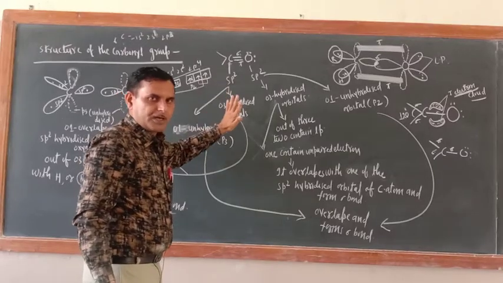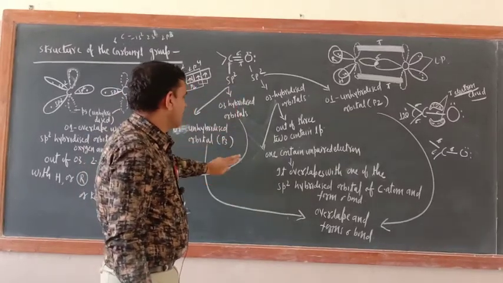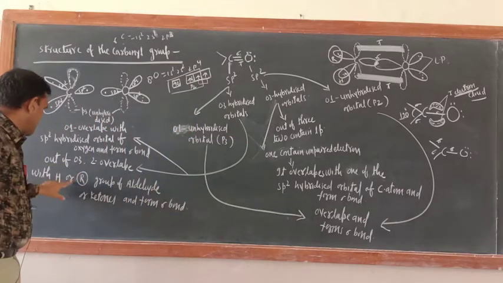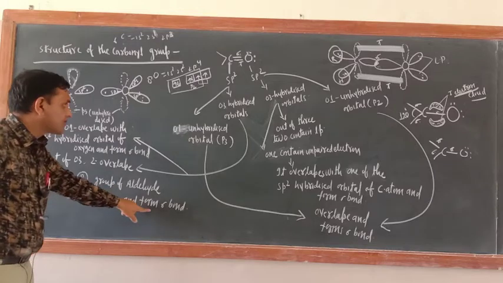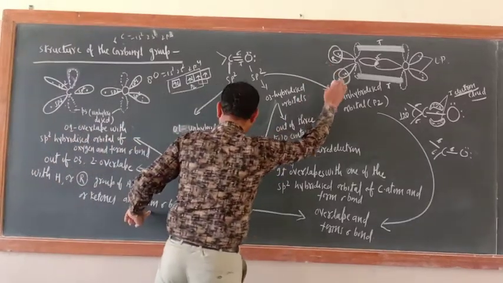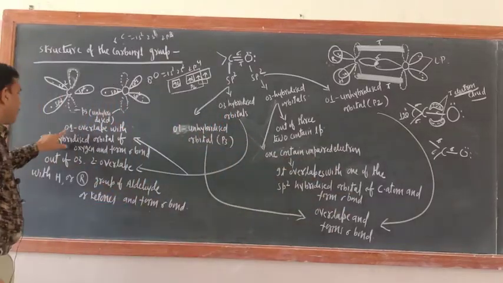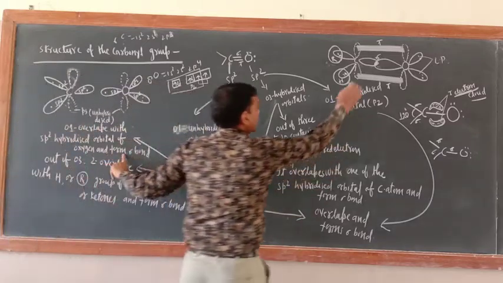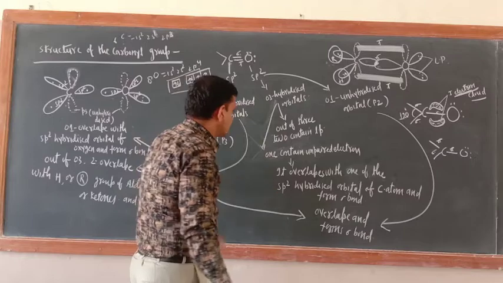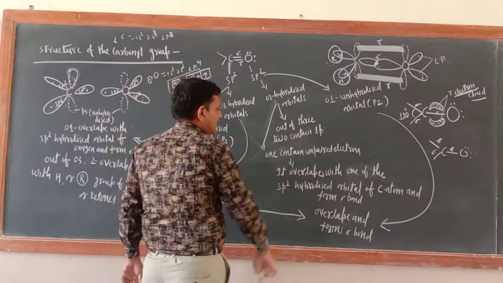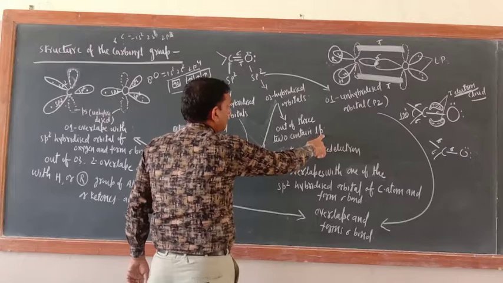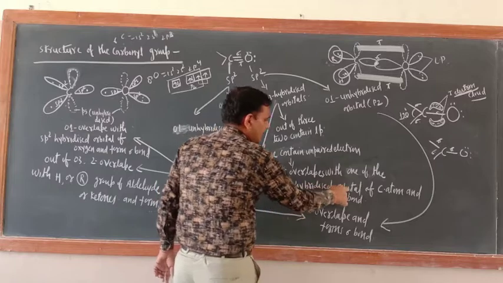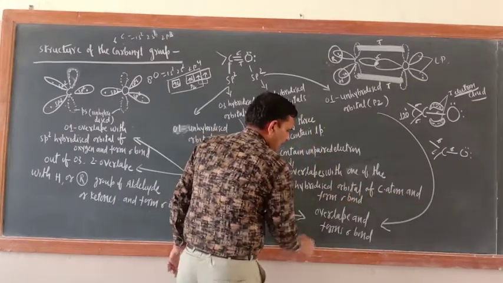I hope that you understood this one. Everything I wrote here, the description is here. Just see, out of 3, 2 overlap with the groups of the aldehyde or ketone and form sigma bonds. I am talking of this one and this one. And here 1 overlaps with the sp2 hybridized orbital of oxygen and forms a sigma bond. In case of oxygen also, out of 3, 2 contain lone pairs, 1 contains an unpaired electron, and it overlaps with one of the sp2 hybridized orbitals of the carbon atom and forms a sigma bond.